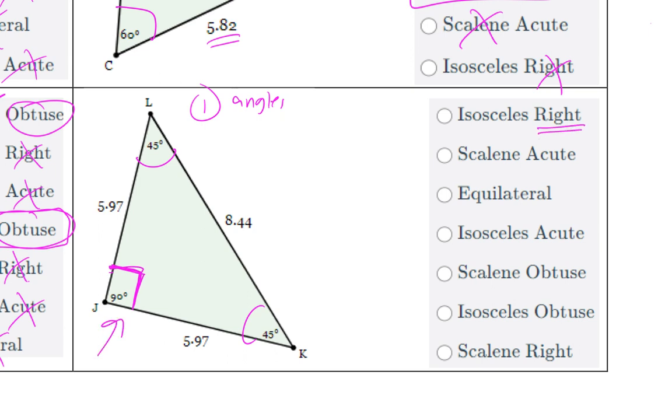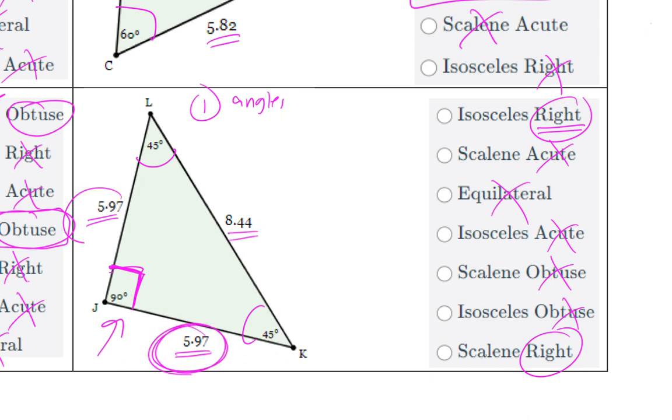So if it's 90 degrees, we know it's a right triangle. So it can't be equilateral, can't be obtuse. It might be scalene, or it might be isosceles. Let's look at the sides. We've got 5.97, 5.97, 8.44. So this side and this side are the same. It has to be isosceles. That's very good.